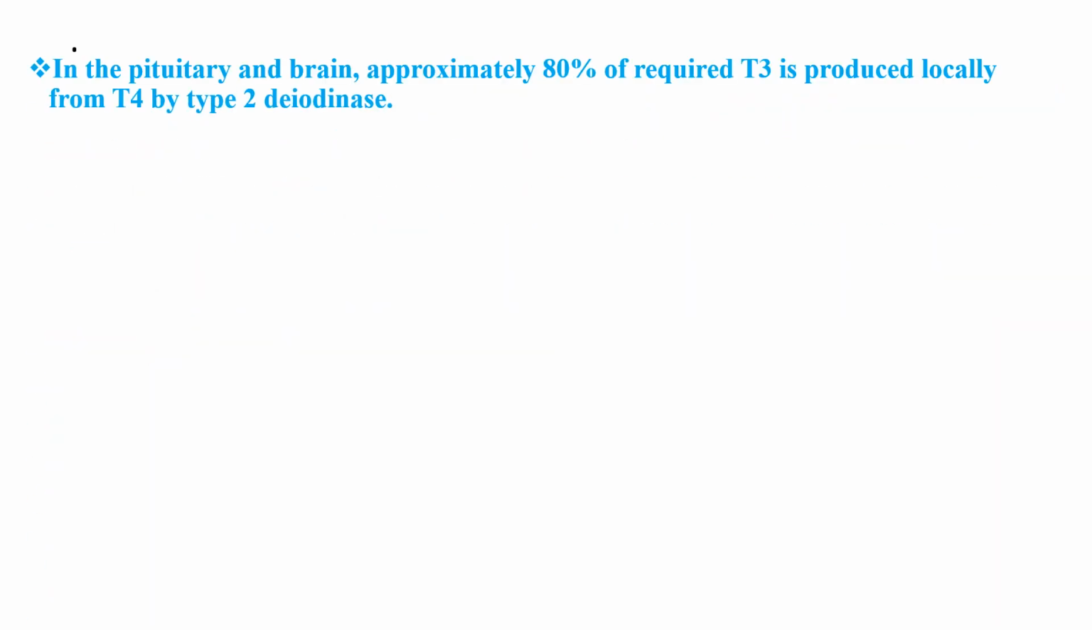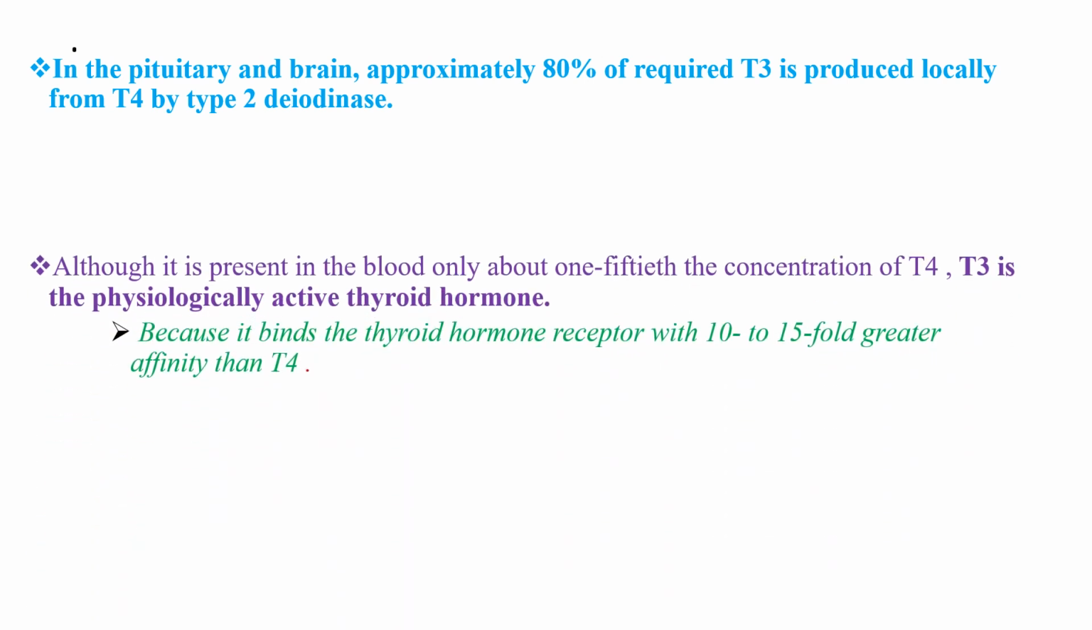In the pituitary and the brain, approximately 80% of required T3 is produced locally from T4 by type 2 deiodinase. T3 is present in the blood at only about 1/5 the concentration of T4, but it is the physiologically active thyroid hormone because it binds the thyroid hormone receptor with 10 to 50-fold greater affinity than T4.